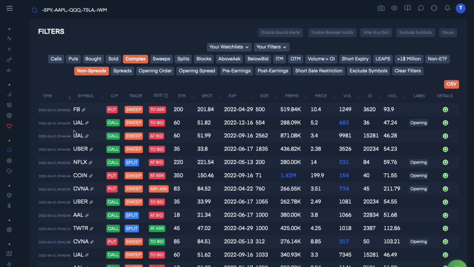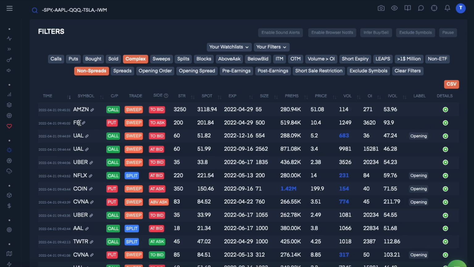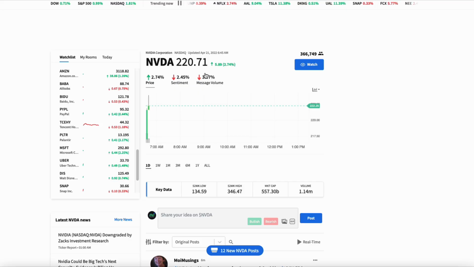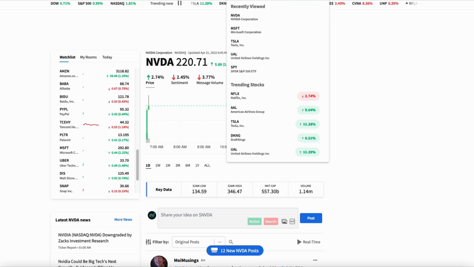Because it's not just, as you can see, it's not just American Airlines. These flow traders are selling calls on other airlines as well. And you can see things are starting to come down now. Let's see.